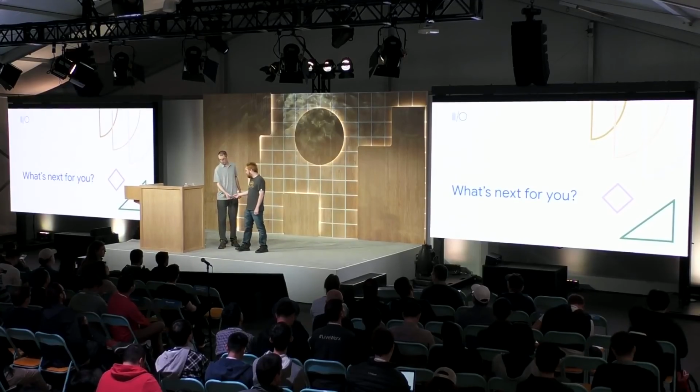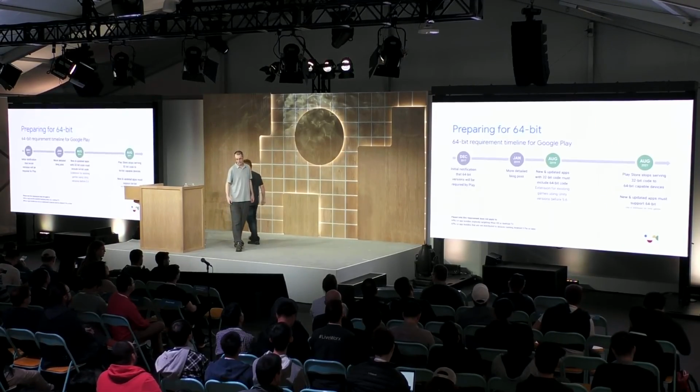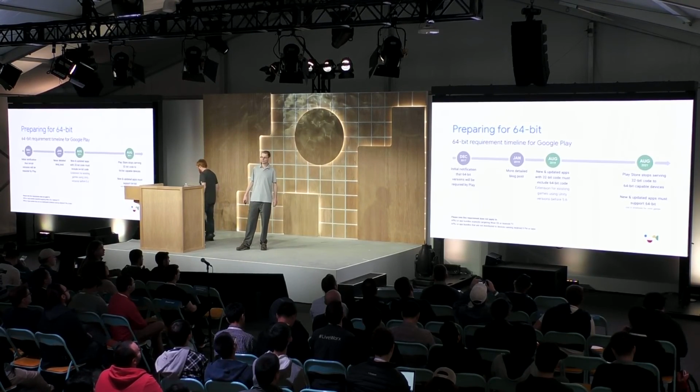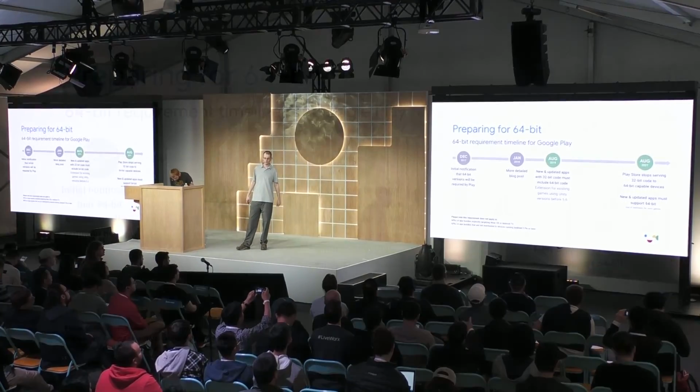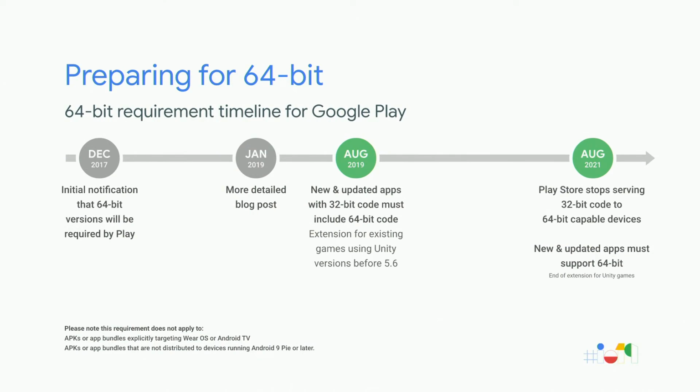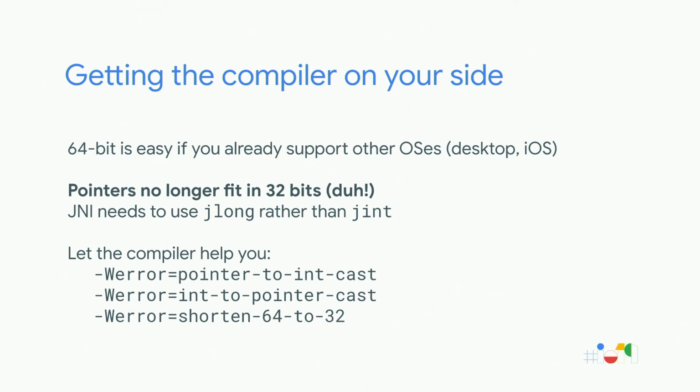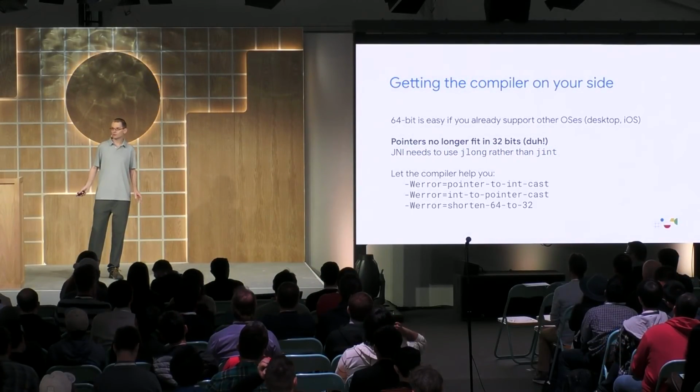So hopefully you already read the blog posts that we've had over the past couple of years about the move to 64-bit and the requirement that everybody supports it. The main thing we want to talk to you about today is just some tips. So we had this problem back in Lollipop. My team basically spent the entire year fixing all the code, all these 32-bit assumptions. For those of you who are already running the same code on iOS, you shouldn't have a problem. You've already been through this transition.